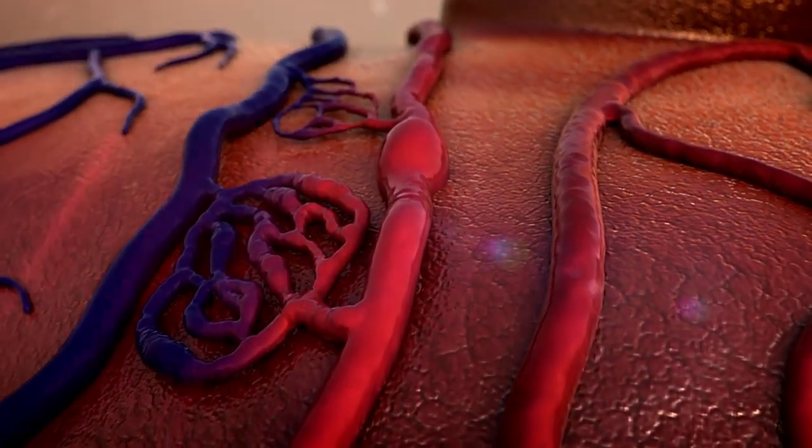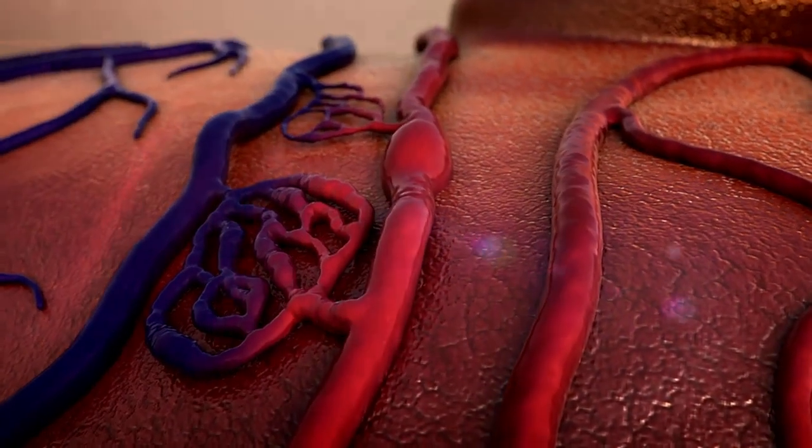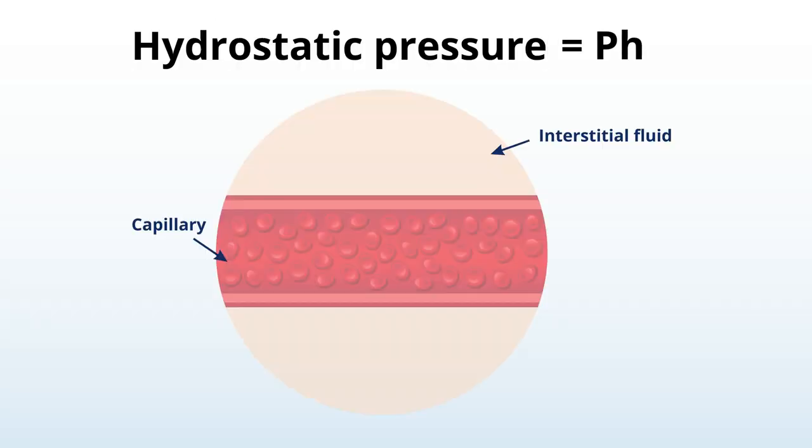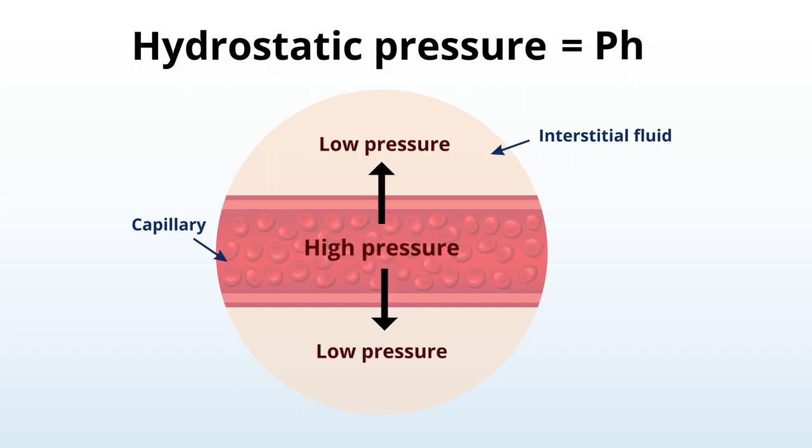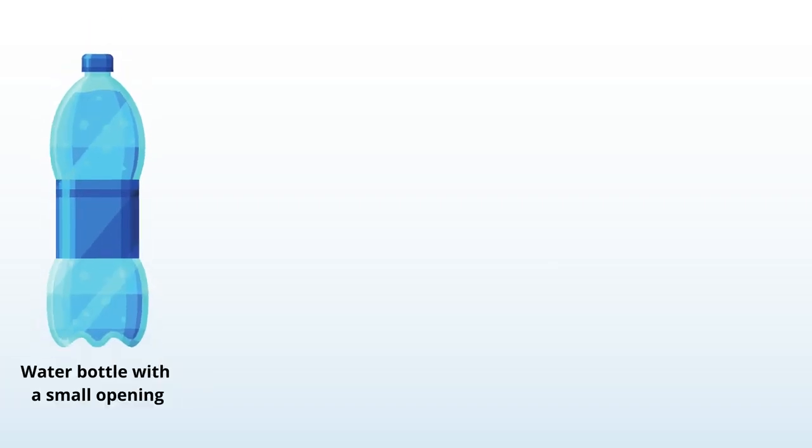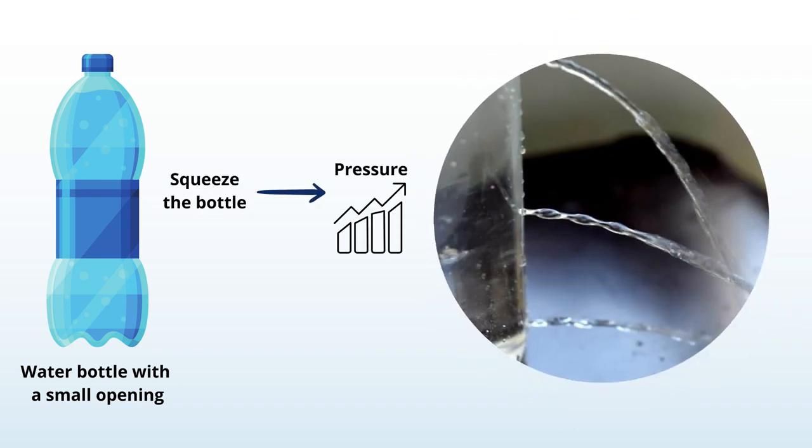So, when it comes to understanding how fluids move through our bodies, there are two forces at work. The first one is called hydrostatic pressure or pH. This force is created by the pressure within a vessel, which compels fluid to move out of the vessel and into surrounding tissues. A great example to understand hydrostatic pressure is to think of a water bottle with a small opening. When you squeeze the bottle, the pressure inside increases, and water flows out of the small opening. The same is true for our blood vessels. The more blood there is, and the higher the blood pressure, the faster fluid will move out of the capillary walls into the surrounding tissue.